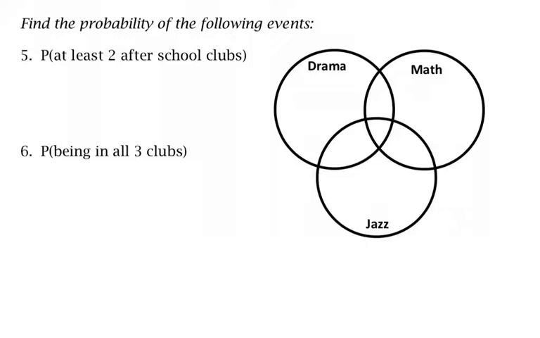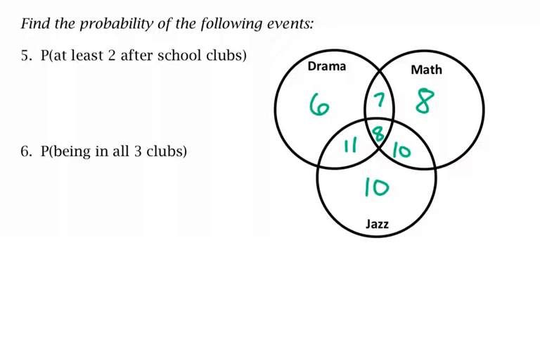Okay, the probability of the following events. I'm going to give you some information about these different clubs, and so some numbers to fill in your diagram. So looking at this diagram with these numbers, what is the probability that if you choose a student at random, they are in at least 2 after-school clubs?